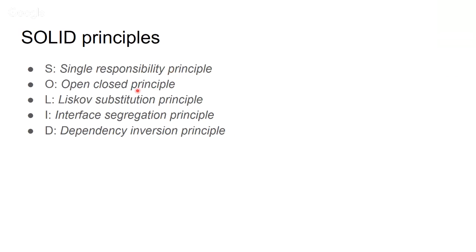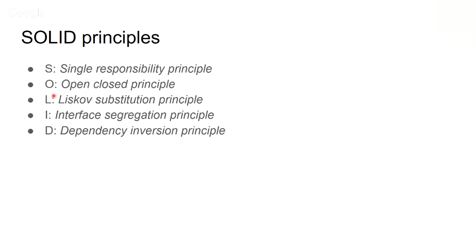The other one, O, stands for open closed principle. What this says is that the method or the class needs to be open for extension, but closed for modification. So the method or class that we program doesn't need to be modified, it basically just needs to be extended. Okay, second one, Liskov substitution principle.